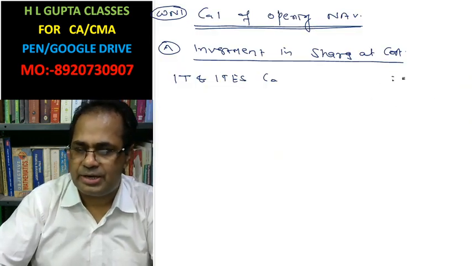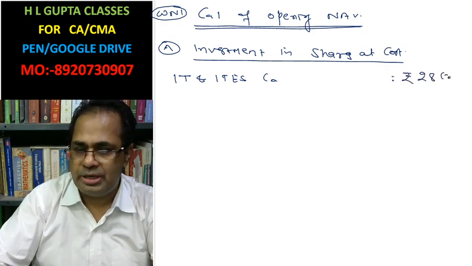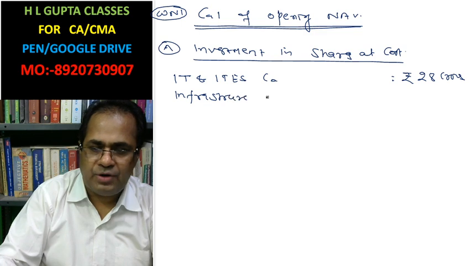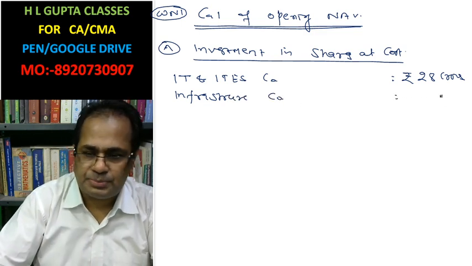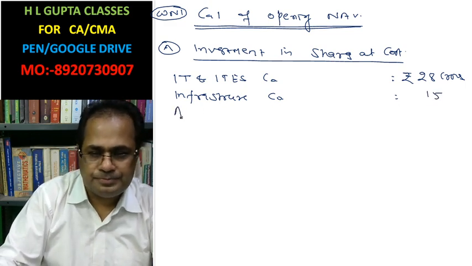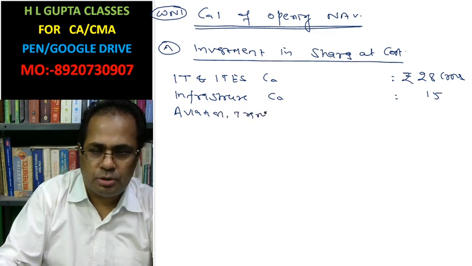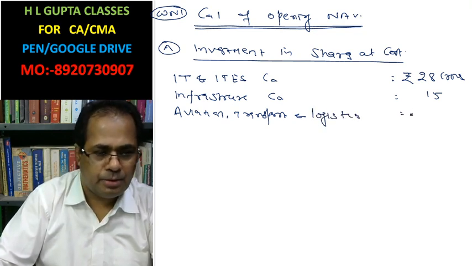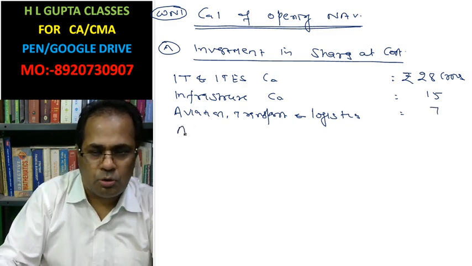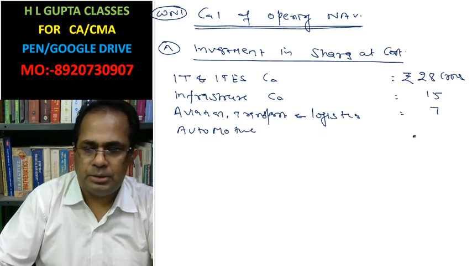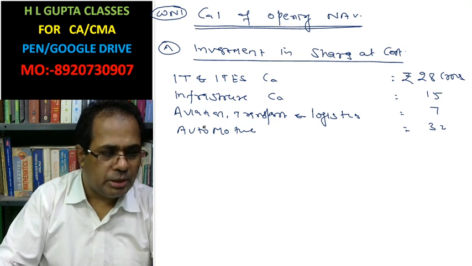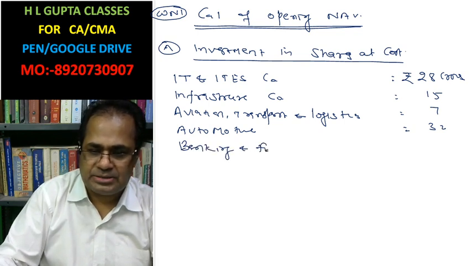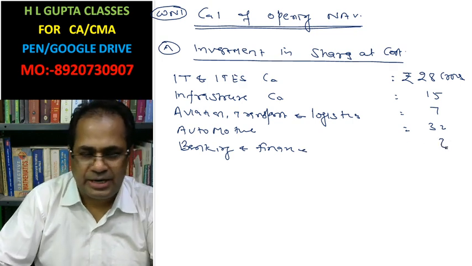This is 28 crore. Infrastructure company, this is 15 crore. Aviation, transport and logistics, 7 crore. Automotive, this is 32 crore. Banking and finance, 8 crore.